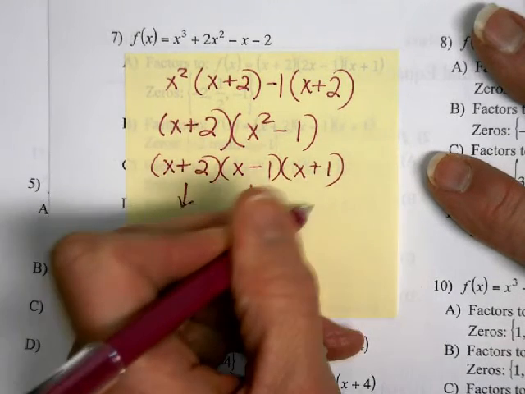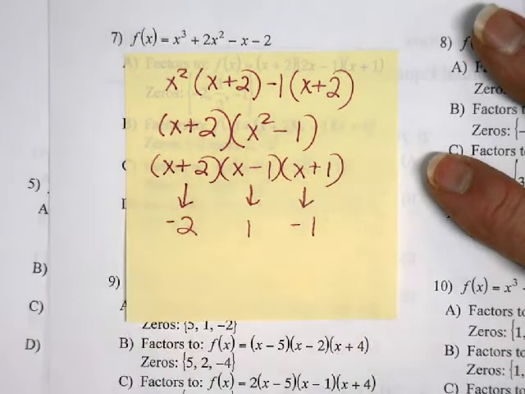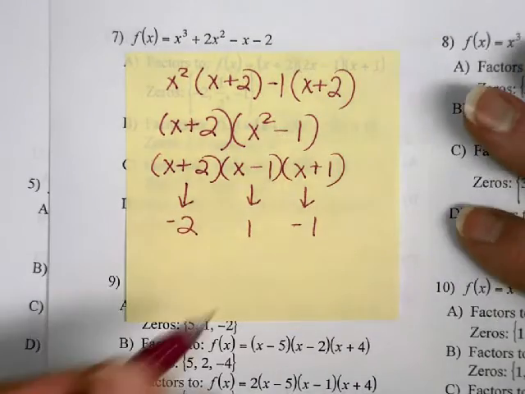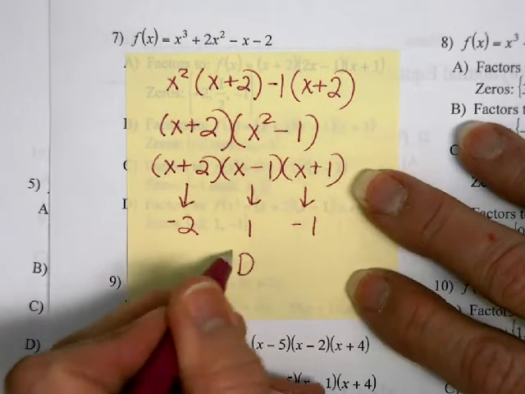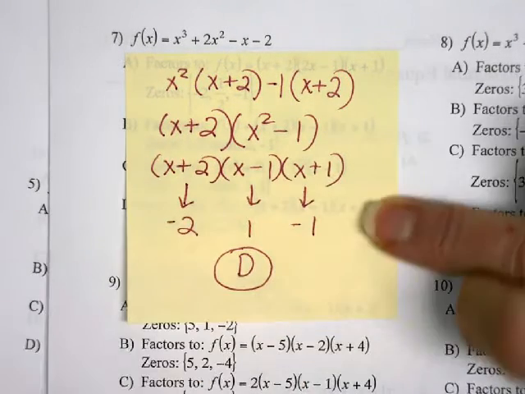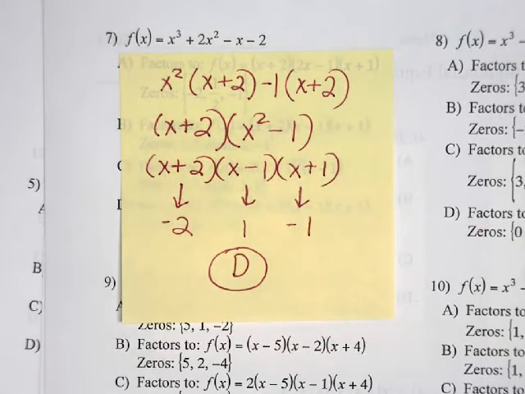So I should have 3 answers: a negative 2, a positive 1, and a negative 1. Not necessarily in that order, but those are the 3 they will have on letter D. See if they're, oh, they are in that order. That was a nice coincidence. As long as you have 3 of them.